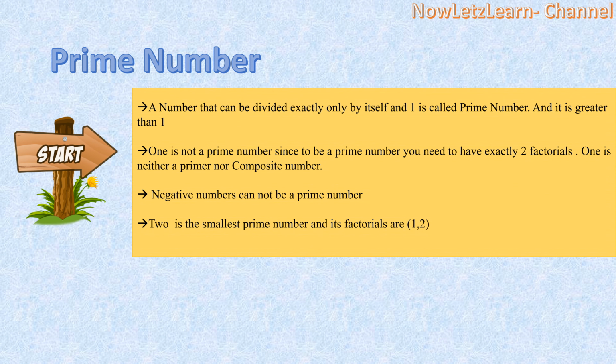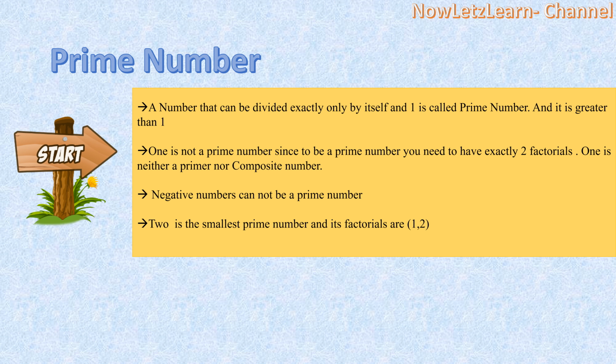Basically, a prime number is a number that can be divided exactly only by itself and 1, and it has to be greater than 1. It's a common myth that 1 is a prime number, but actually it is not. The reason is that a prime number needs to have exactly 2 factors, but 1 has only 1 factor, which is itself.